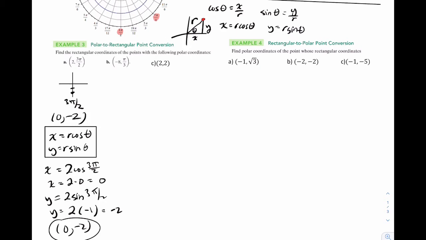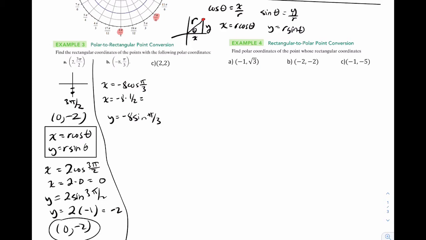So for B, I'm going to try that again for you. So x should equal -8 cosine pi over 3. Y should equal -8 sine pi over 3. So x should equal -8 times 1/2, which is -4. Y should equal -8 times √3 over 2, which is -4 √3. The coordinate is -4, -4 √3. So notice how it's pretty easy now.